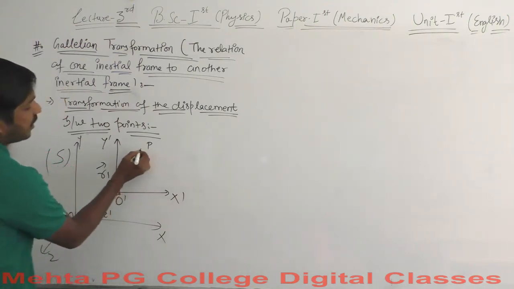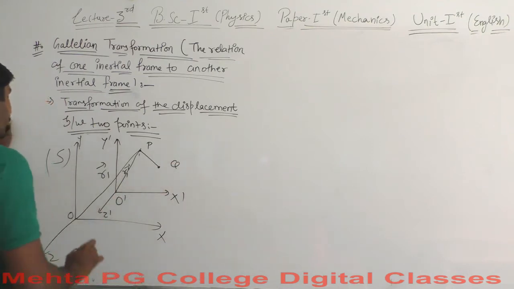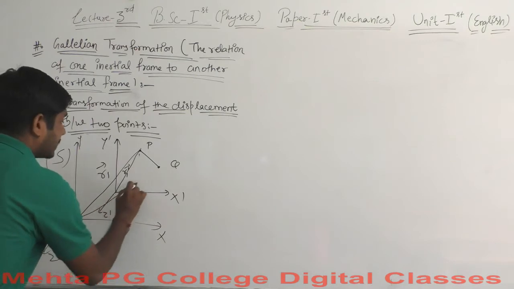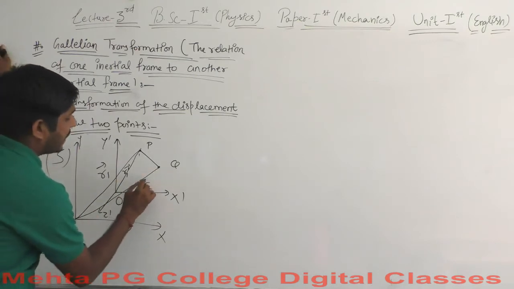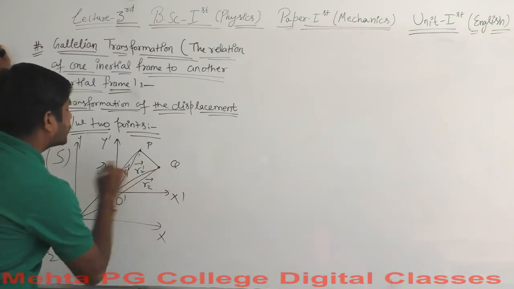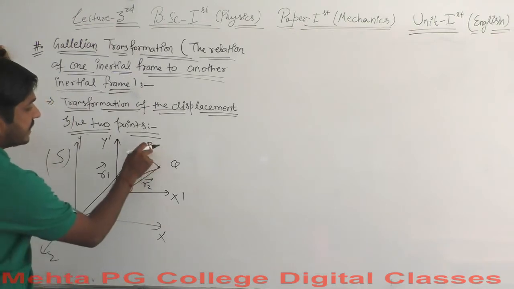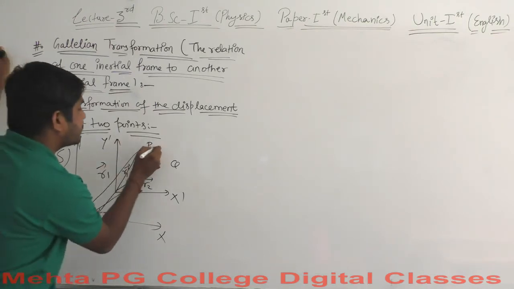Okay. So now the point P is moving to another position, saying the position Q. So the position vector from the primary frame of reference, let's say this is the R2 vector, and from the secondary reference frame, let's say this is the R2 dash vector, and this is the displacement PQ here. Let's say this is the displacement D.